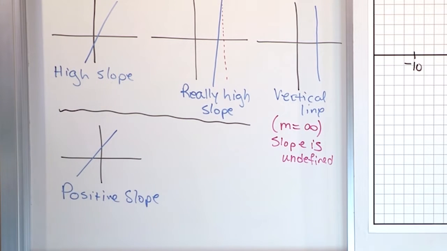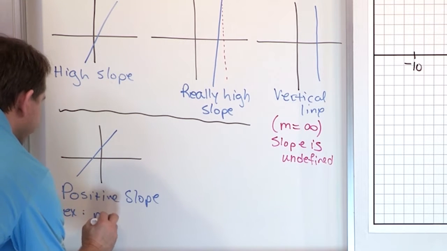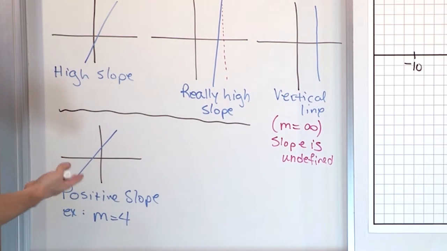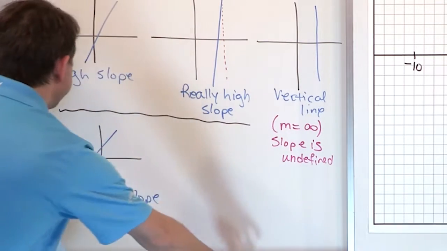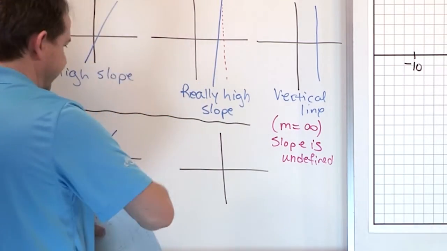Positive slope. So an example would be m is equal to 4. That's a positive number, so it has a positive slope like this. And I'll explain why, when we calculate slope, it becomes positive like that. But when you have a line that goes the other direction, what do you think is going to happen?